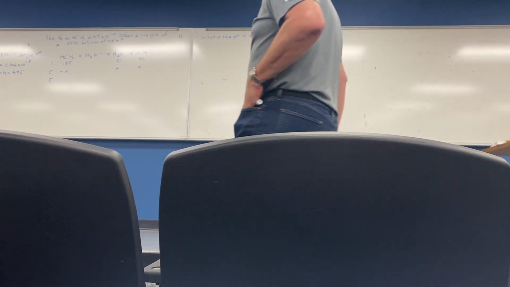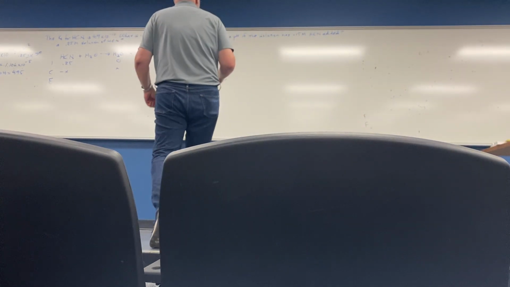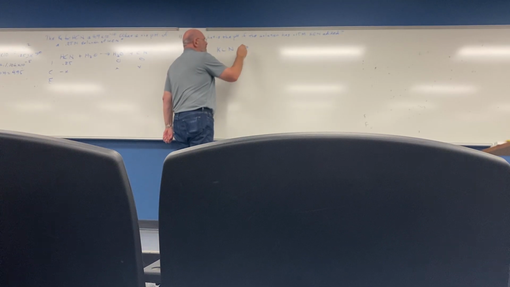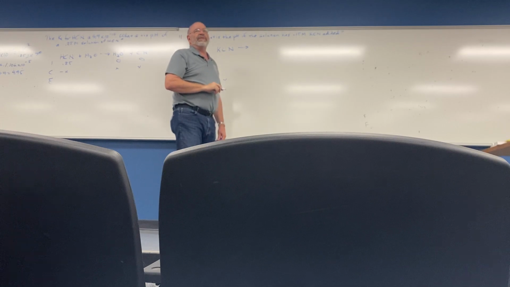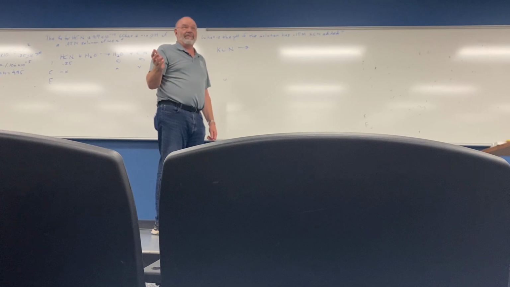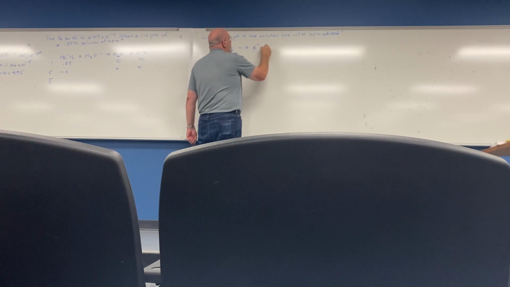Do you have a question? Yes. It's this problem, but now I just added some KCN too. That's what's happening. So when potassium cyanide breaks up, what's it going to break up into? Potassium and cyanide. It breaks up into its name, right? So it's going to break up into potassium and cyanide.